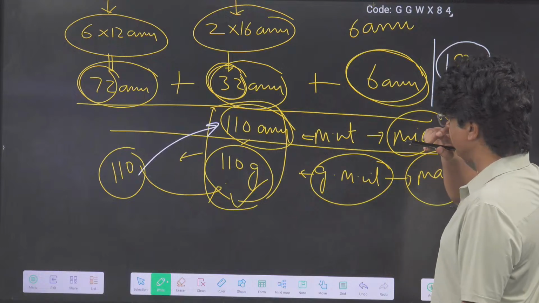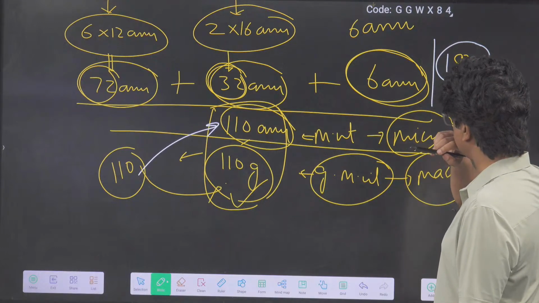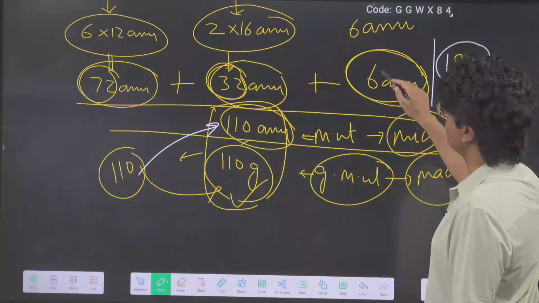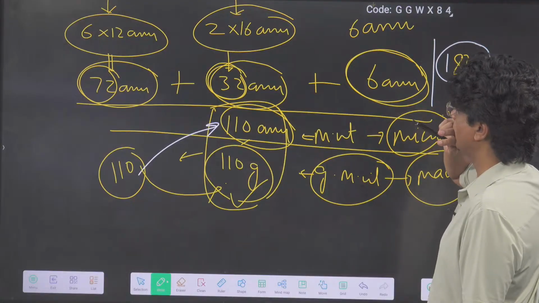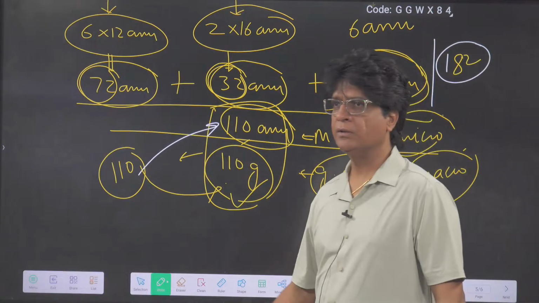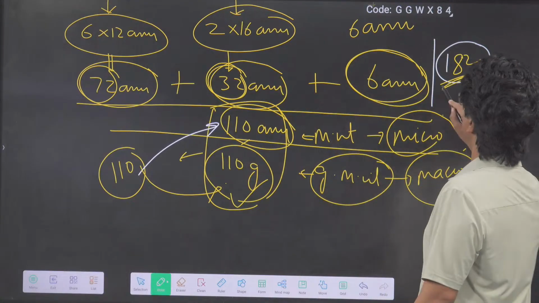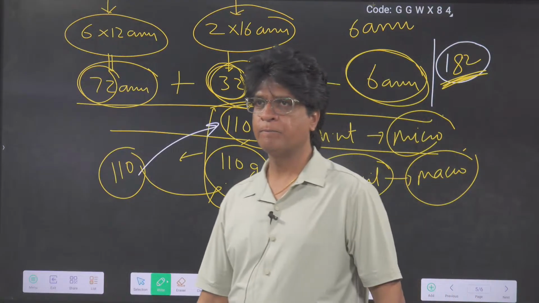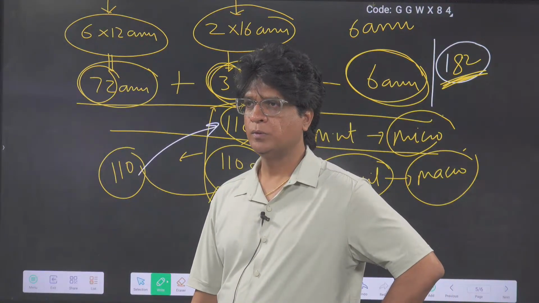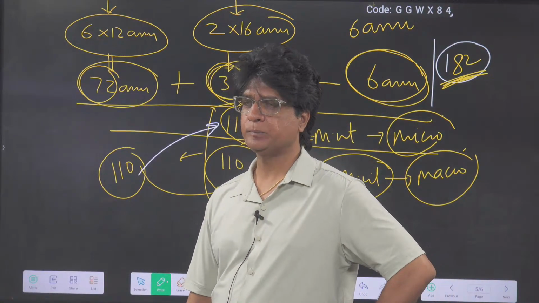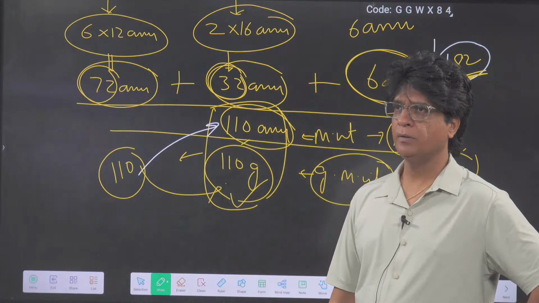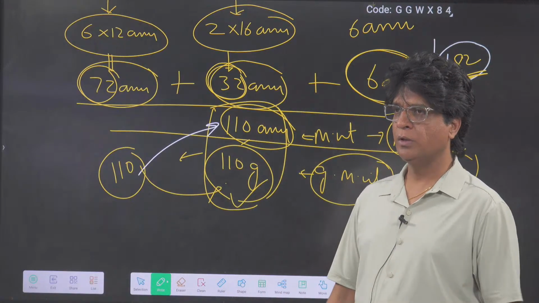I believe that you might have done something with this stuff. This was 60 or what? You did what? Most of you are getting 182 as the answer. So where did you go wrong? What blunder did you make? So we should be aware of that. What went wrong?